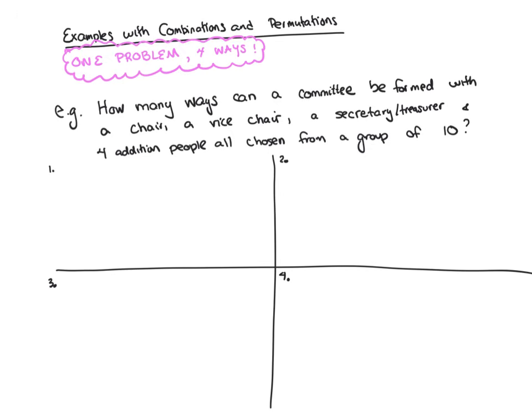In this example, we have a group of 10 people, and we want to choose a committee from that group of 10. And the committee needs to have a chair, a vice chair, a secretary treasurer, and 4 additional people.